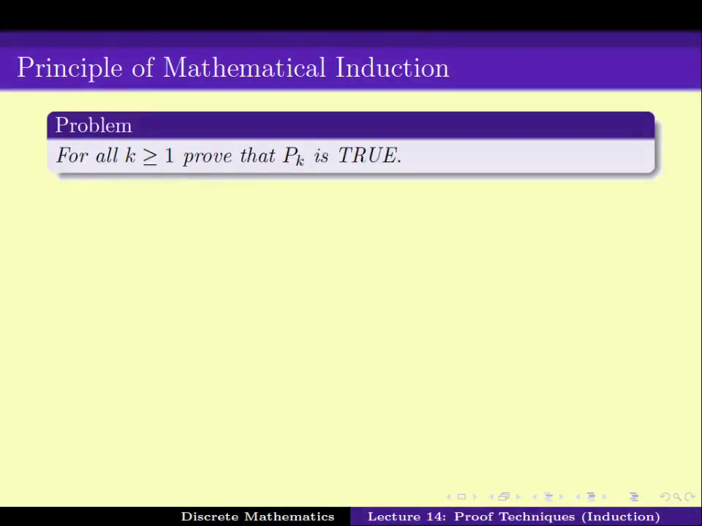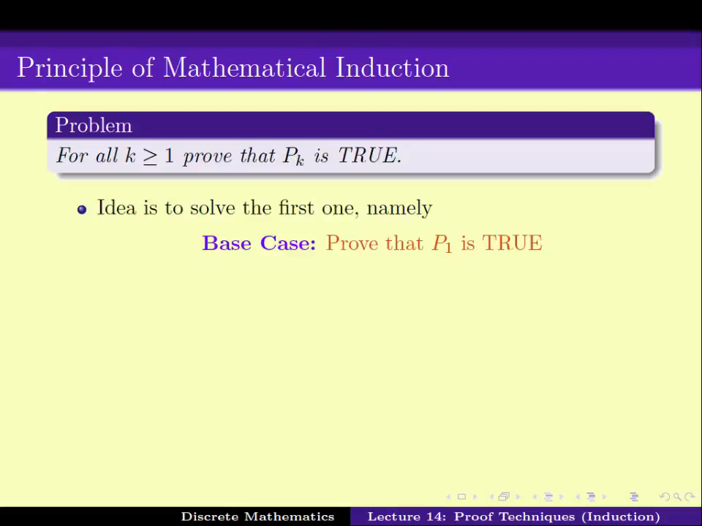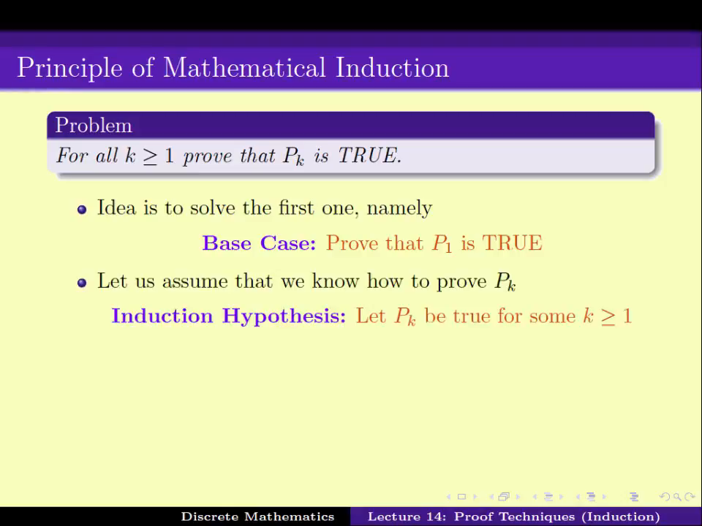So to prove this statement that for all k greater than or equal to 1, prove that Pk is true, there are three parts to it. The first part is what is called the base case, where you prove P1 is true. The second part is called the induction hypothesis, where we assume that we know Pk is true for some k greater than or equal to 1.